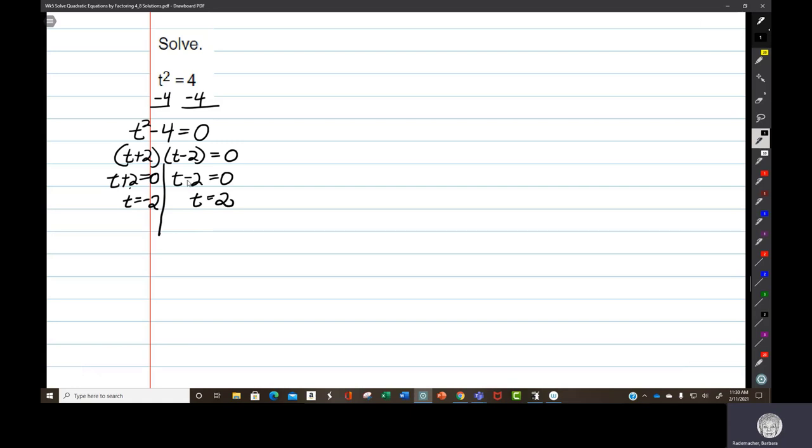Notice the answer you get is the opposite of the sign. Eventually you start giving up the intermediate steps, kind of skipping them, because you know the pattern. And it's boring as anything. But until then, you should say minus 2, minus 2, and plus 2, plus 2.